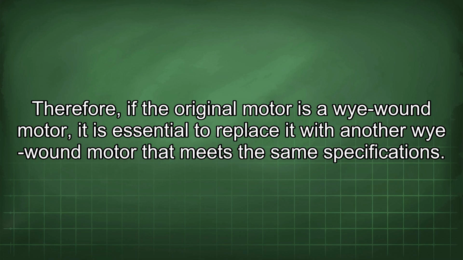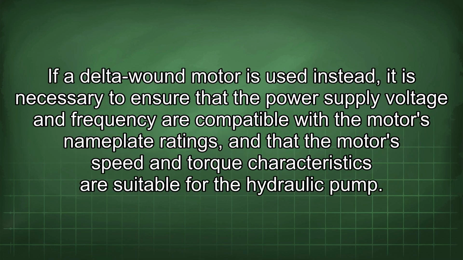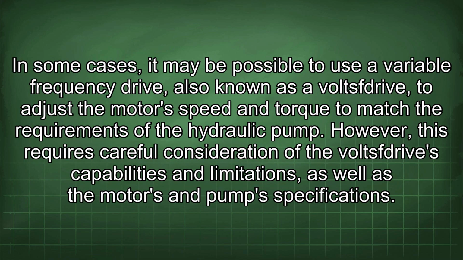Therefore, if the original motor is a wye-wound motor, it is essential to replace it with another wye-wound motor that meets the same specifications. If a delta-wound motor is used instead, it is necessary to ensure that the power supply voltage and frequency are compatible with the motor's nameplate ratings, and that the motor speed and torque characteristics are suitable for the hydraulic pump. In some cases, it may be possible to use a variable frequency drive, also known as a volts drive, to adjust the motor's speed and torque to match the requirements of the hydraulic pump.